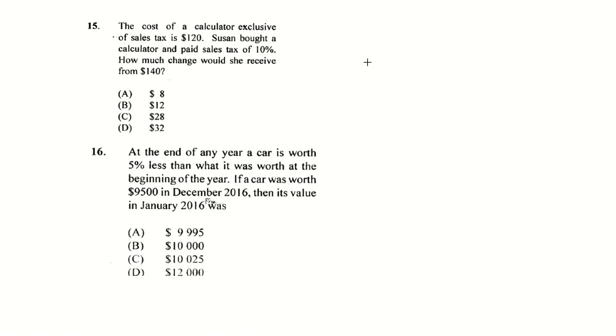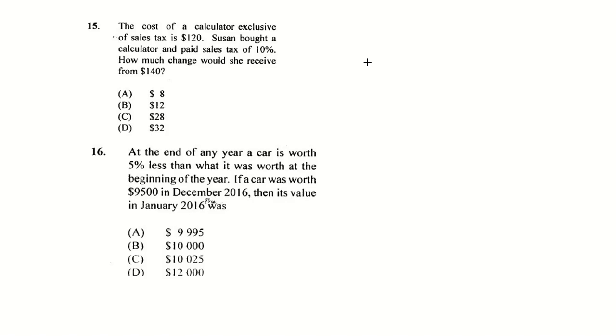Let's look at January 2017. Paper 1, consumer arithmetic, numbers 15 to 22. The cost of the calculator exclusive of sales tax is 120. Susan bought a calculator and paid a sales tax of 10%. How much change would she receive from a 140?